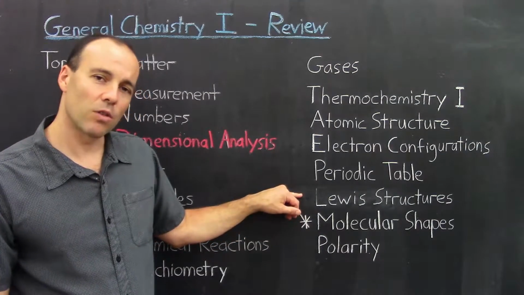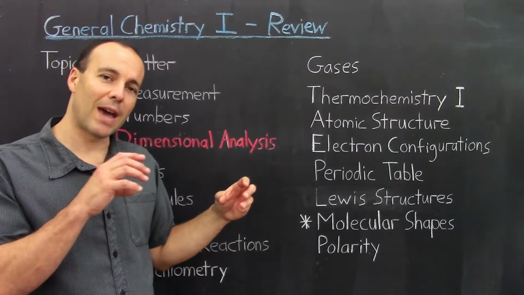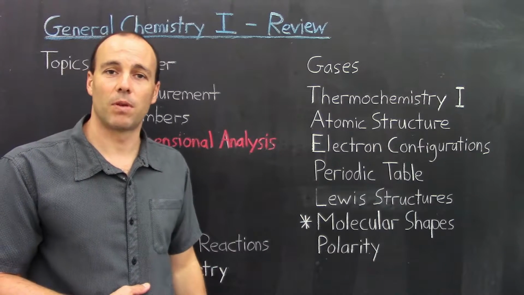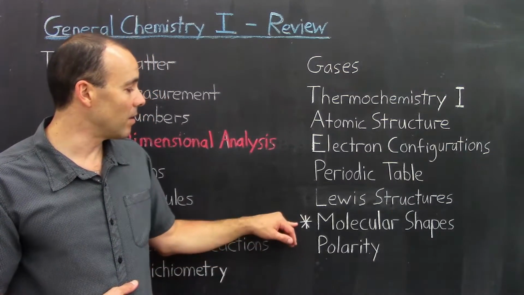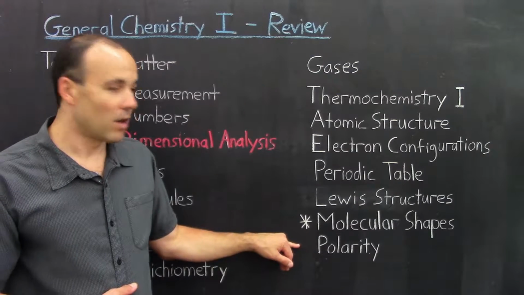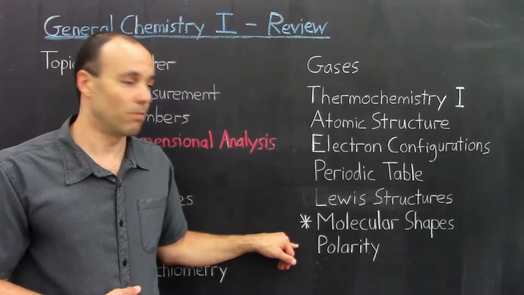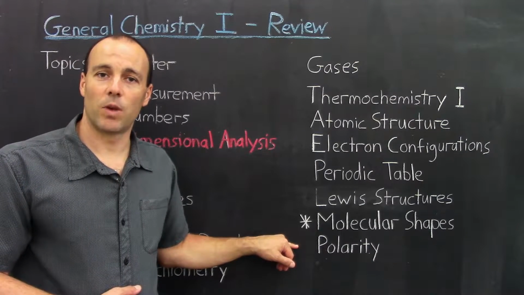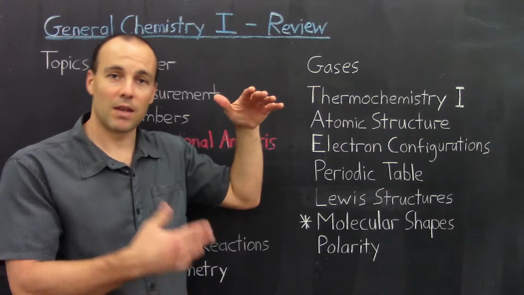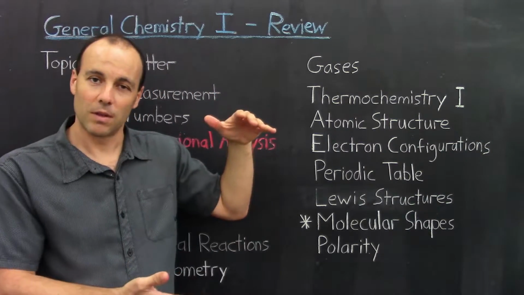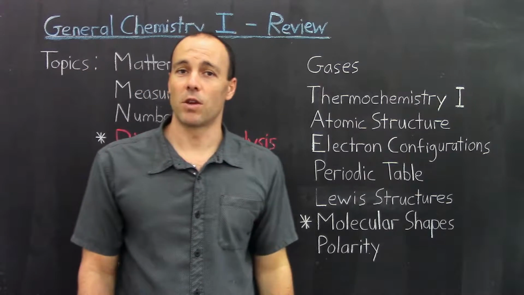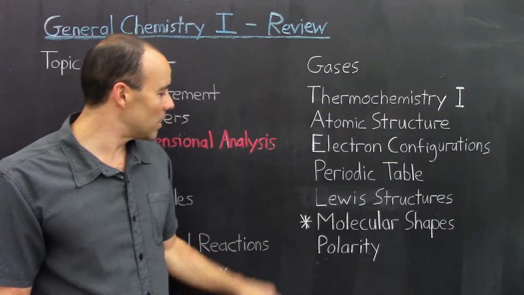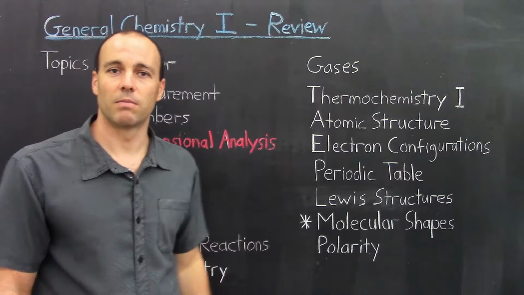If you know the Lewis structure, in other words, if you know the connectivity, what atoms are connected to which, then you can use that information to get the molecular shape. And once you know what the molecular shape is, you can tell whether or not the molecule is polar. So polarity is also a very important topic. Polarity deals with, does the molecule have a negative end and a positive end? Is it polar? And that's pretty important when it comes to general chemistry too, when we start talking about intermolecular forces. We'll take a quick review of molecular shapes.